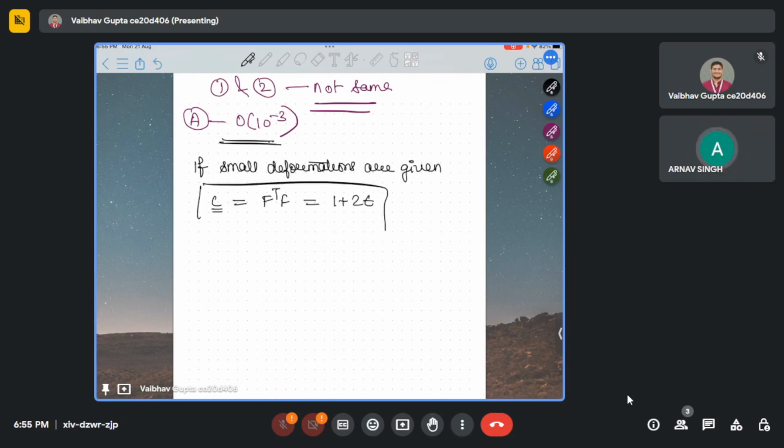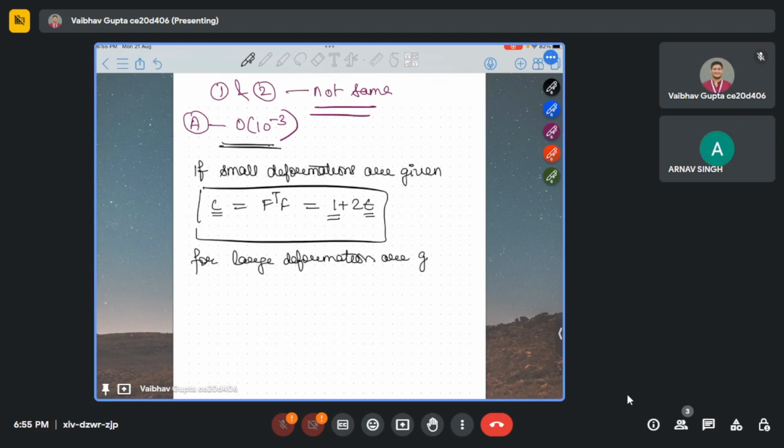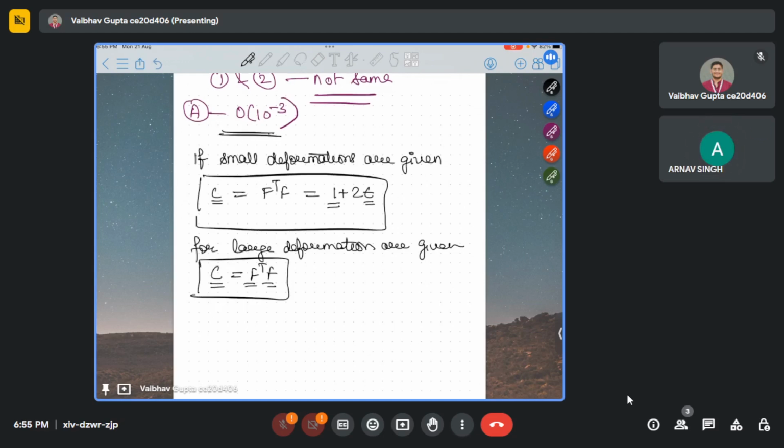Okay. Both are valid. And for large deformation, meaning the order is greater than 10 to the power minus 3, it will be mentioned in the question only. You don't have to worry. Okay, sir. Whether deformations are large or small, C is equal to F transpose F. Just make sure of this. Got it? Now it is clear what the difference is between the orders.